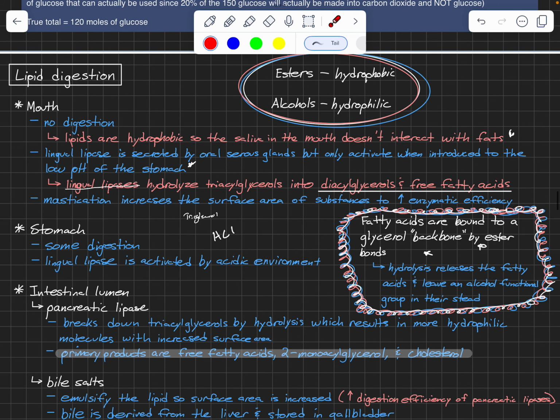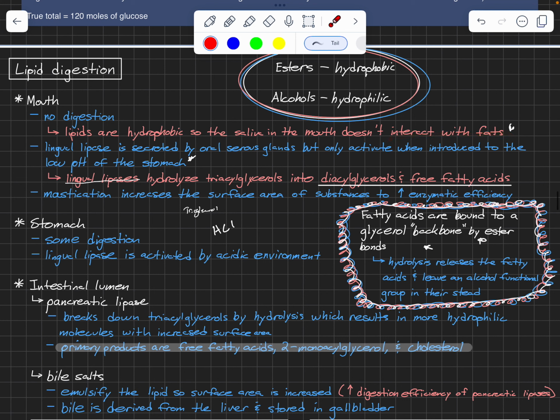Lipids are hydrophobic, so the saliva in the mouth doesn't interact with the fats. The biggest thing that we are getting secreted in the mouth are lingual lipases. These enzymes are secreted from the mouth to attach to our food, and they will eventually be activated later in the stomach, but we're just getting all the enzymes on the food in the mouth.